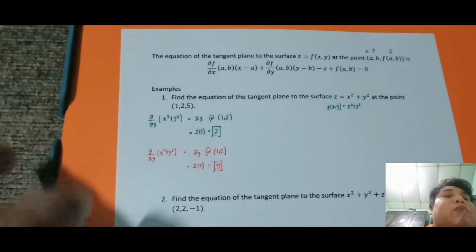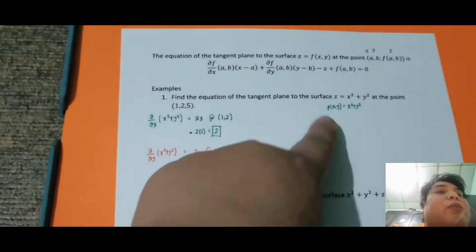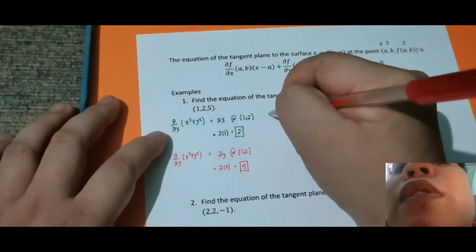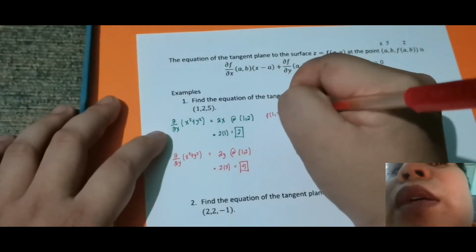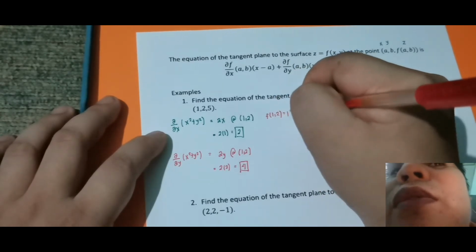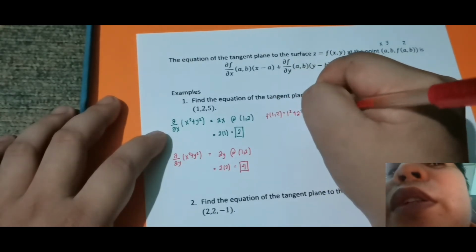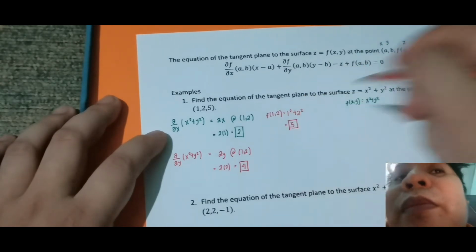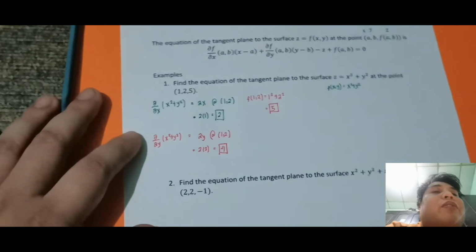Okay? Then lastly, kunin natin yung f of a comma b kasi importante rin siya. So kunin natin yung f of (1, 2). So ito yun. So f of (1, 2) is just equal sa 1 squared plus 2 squared which is equal to 5. Okay, so now ready na tayong hanapin yung tangent plane.